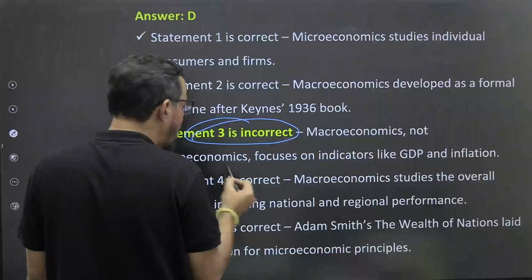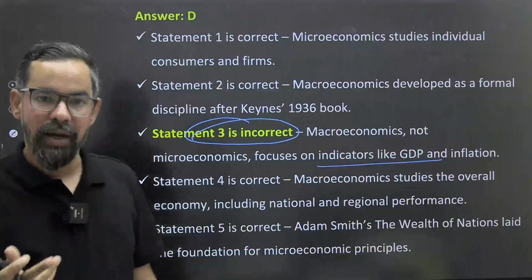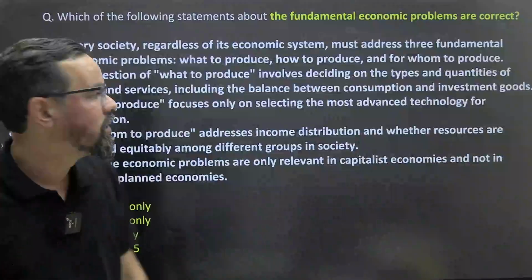Macroeconomics, not microeconomics, focus on this particular one. So this question is generally for 1 mark, and if the paper level is easy or easy to moderate, it is for 2 marks. Next question.